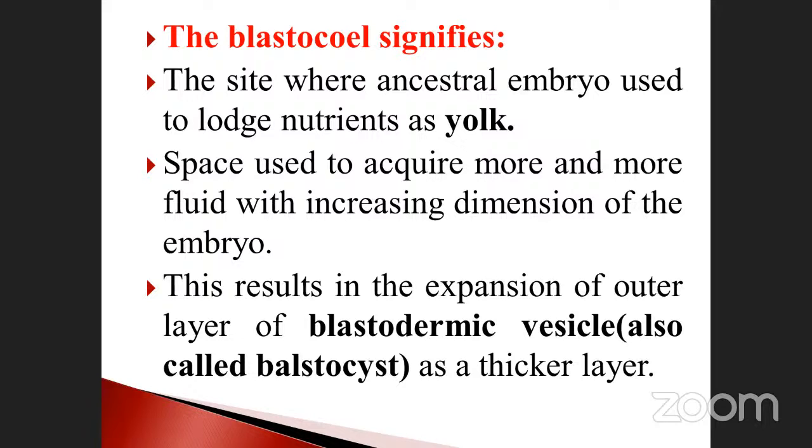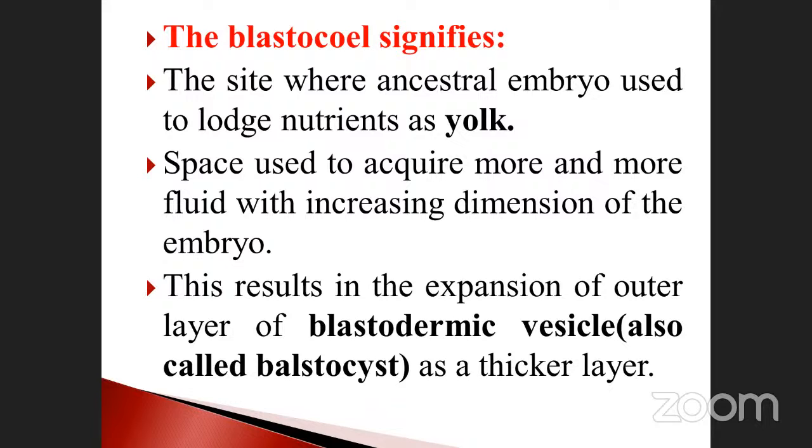Okay. This results in the expansion of the outer layer, the blastodermic vesicle, also called the blastocyst. Blastocyst is otherwise called blastodermic. It's nothing but the layer, a thick layer. As a result, what happens? The layer will be very thick in nature. That is very, very important.